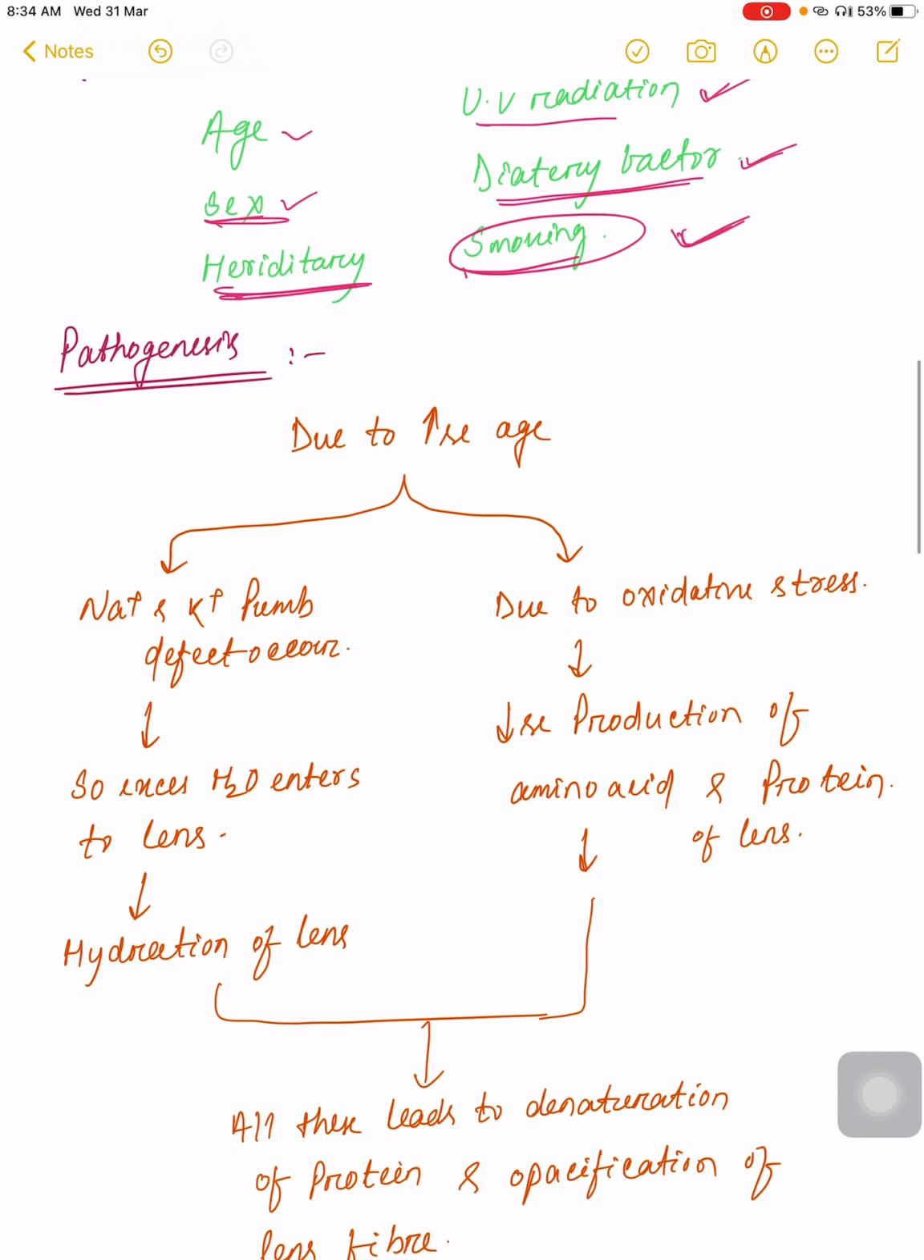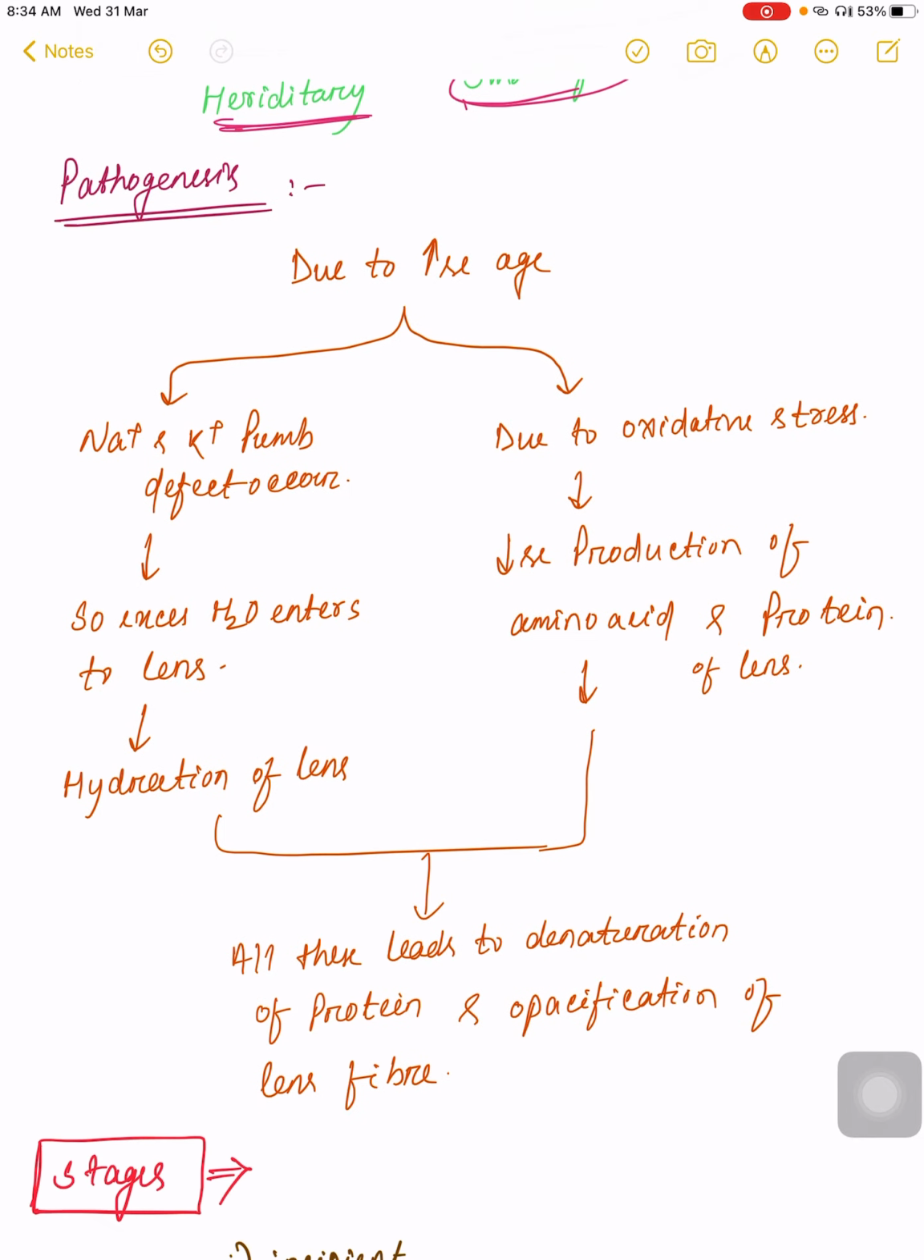Then we'll see the pathogenesis behind it, how senile cataract forms and how it occurs. I told you before, the lens is made up of crystalline protein. If the crystalline protein is not able to form properly, then we are not able to see, because the lens will not be transparent anymore. It will become opaque or translucent. That's the main pathogenesis.